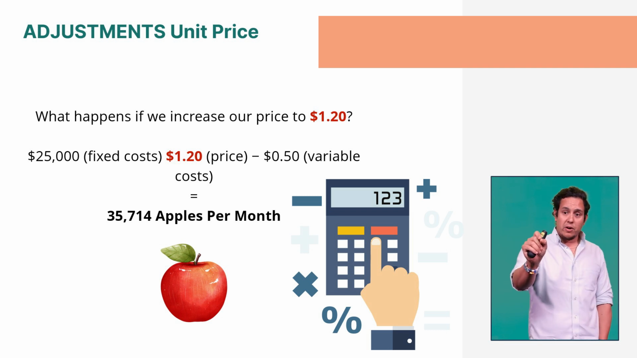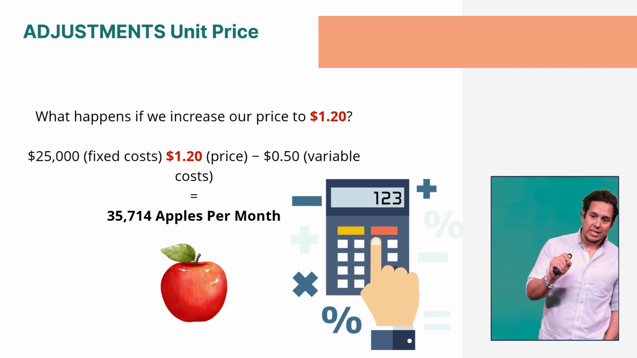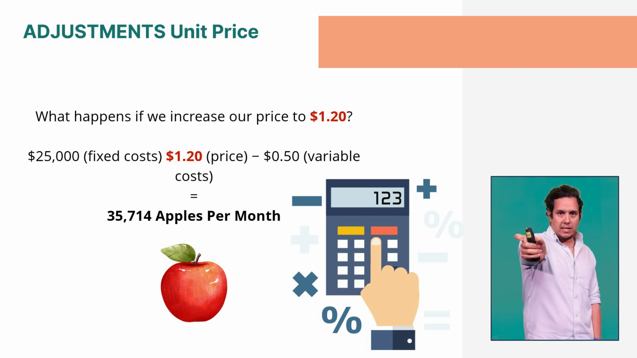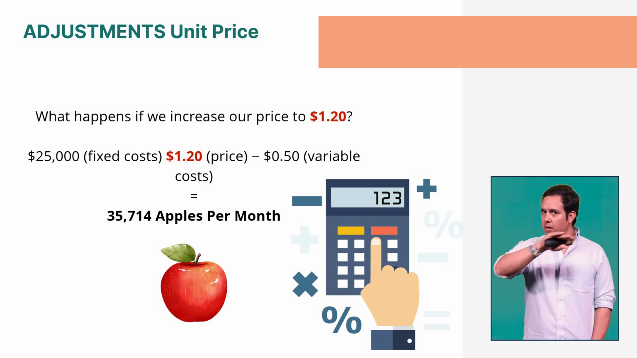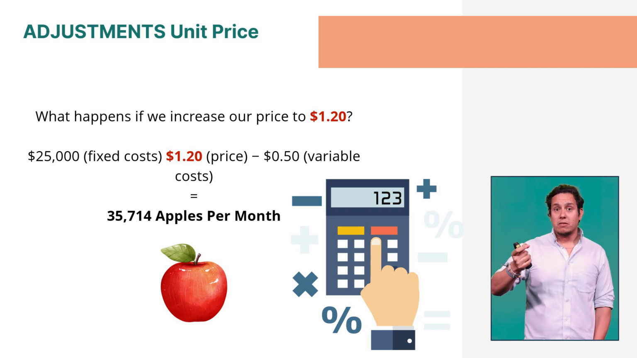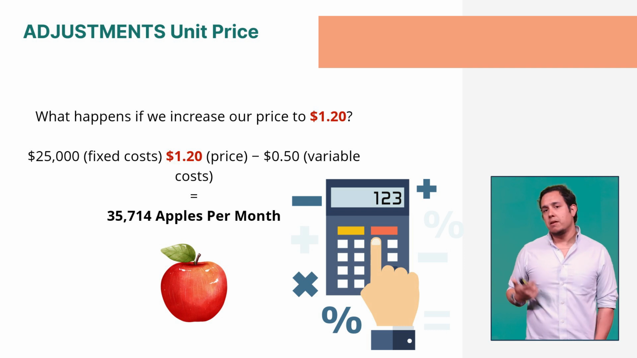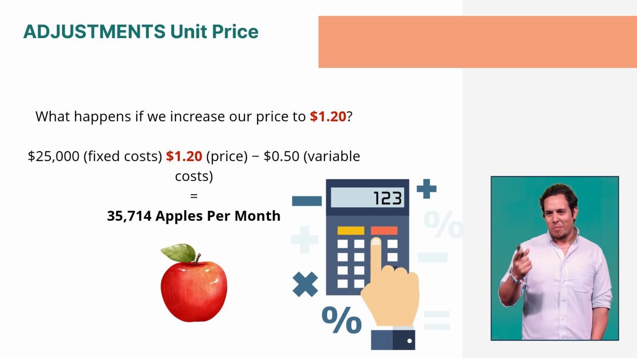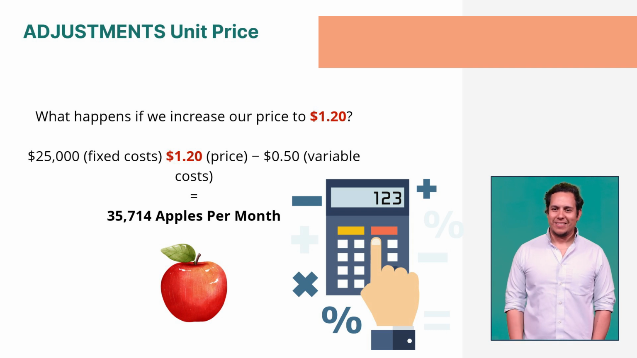That point, 35,714 apples per month, tells us you need to sell at least this many in order to be at zero, right? So again, let's explore how to adjust price, variable costs, and fixed costs, and it will absolutely change the outcome of your break-even analysis.